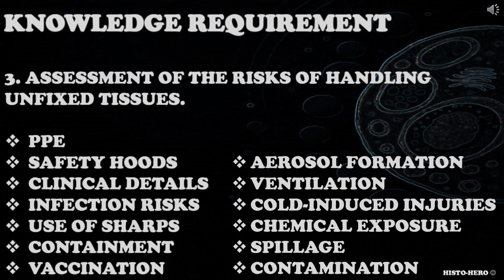The third knowledge requirement is assess the risks of handling unfixed tissues. Candidates should be able to assess the risks of handling unfixed tissue. You could ask them to name the risks associated with handling unfixed tissue. Or to name what PPE and safety measures are available to them when handling unfixed tissues. When addressing this knowledge requirement, candidates should consider clinical details, infection risks, use of sharps on unfixed samples, containment, vaccination, and so on. Candidates should be able to explain how they would personally deal with unfixed sample, and this should be in accordance with local SOPs and safety protocols.